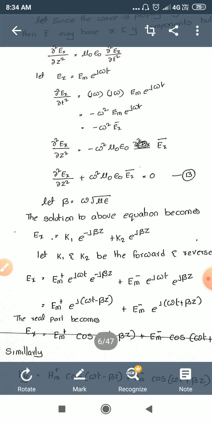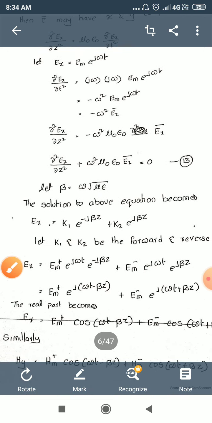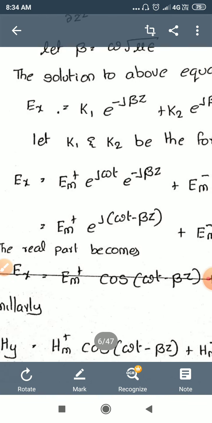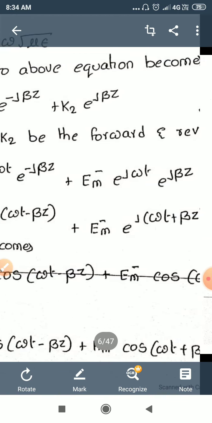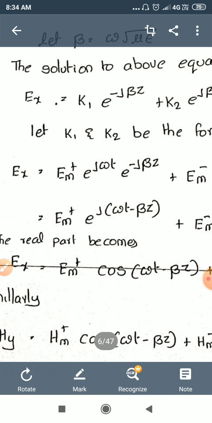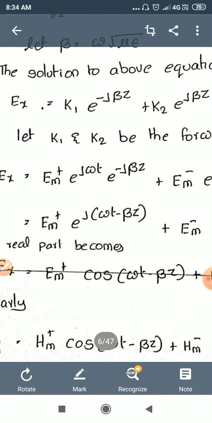Now, by equating only the real parts, we will get this equation. So what is that? Ex equal to Em cos omega t minus beta z minus cos omega t plus beta z. Similarly, we can write for H also. Remember, this Em plus and Em minus are taken in the place of k, where k1 equal to Em plus e power j omega t and Em minus e power j omega t. Plus is taken for the forward wave and minus is taken for the backward wave.